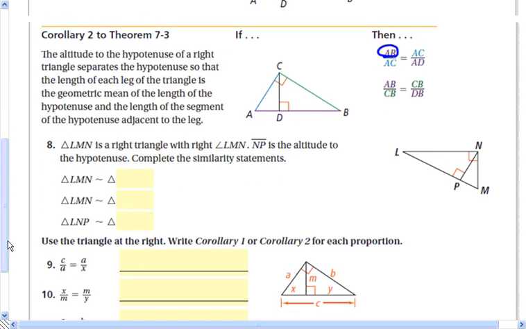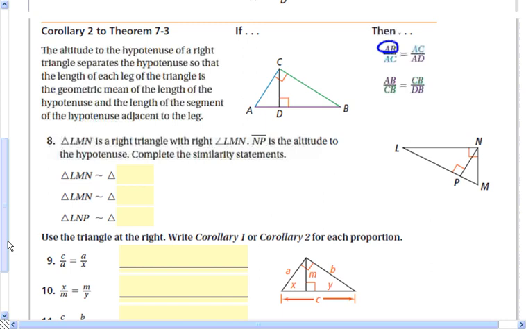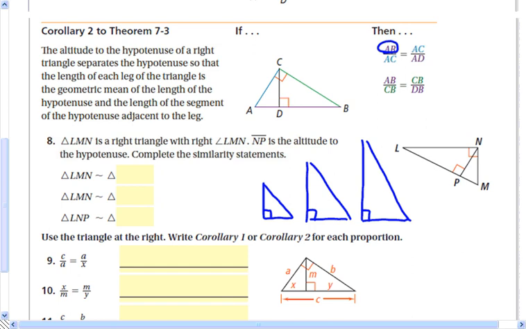So let's see if we can't figure out what all the similar triangles here are. So LMN is similar to, let's break them up. Let's just show the little one here. And then the medium-sized one. And then we'll label them so we kind of know which are which. So this is the whole triangle, the last one. And if I label them using the right angles, then this one would be M and L there. This one would be N, P, and L there. And the little one would be M, P, and N.